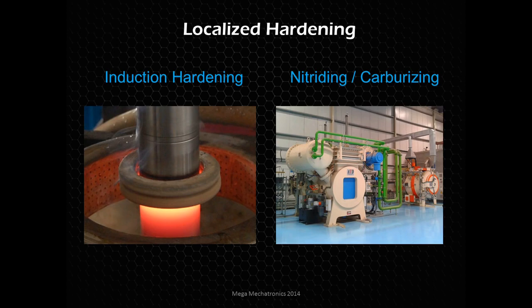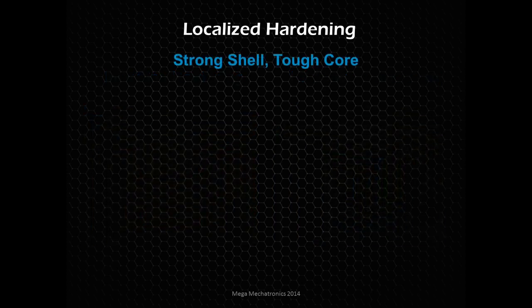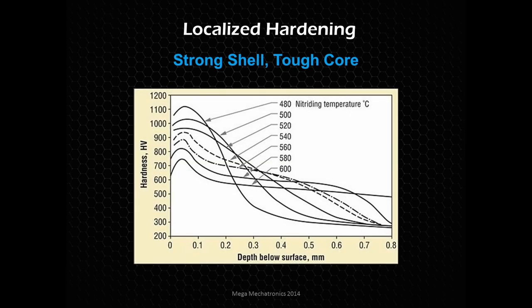And then we have nitriding and carburizing, where we're infusing nitrides, or we're infusing carbon, because remember, carbon content affects the hardness. So we're going to heat that material up in a special chamber that has an atmosphere filled with carbon, and that carbon is going to infuse into just the surface of the material when you heat it up. So again, strong shell, tough core.